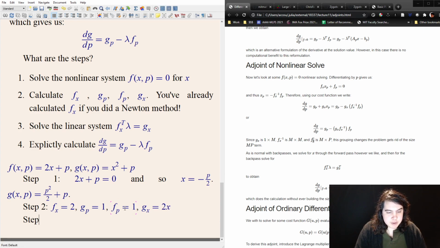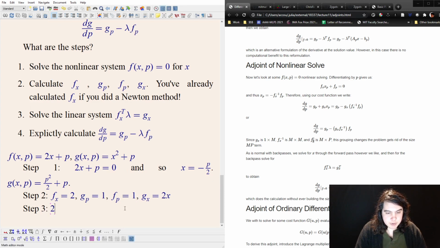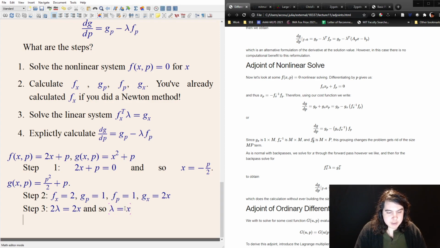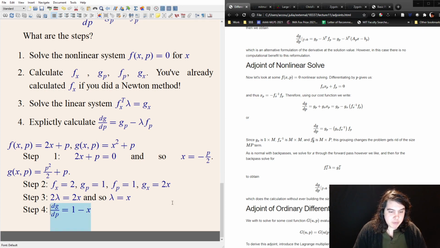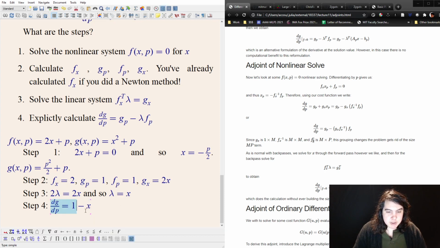Now we solve the linear system. Step 3 is going to be that 2 lambda equals 2x, and so lambda equals x in this case. And then step 4 is going to be that dg/dp equals 1 minus lambda times f_p, right? Because lambda equals x, and f_p is 1. And so the derivative of g with respect to p is 1 minus x.